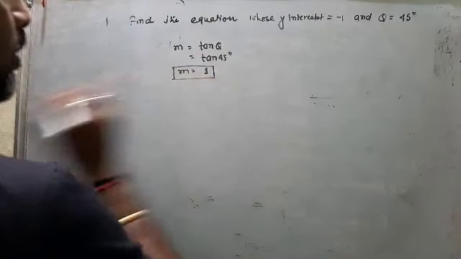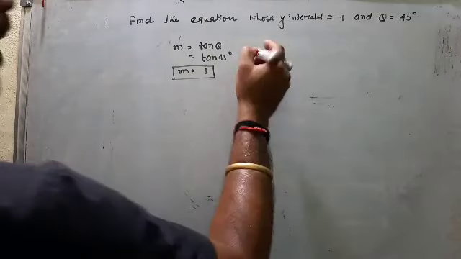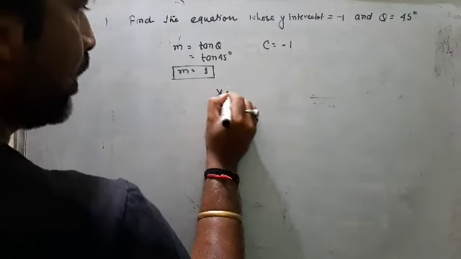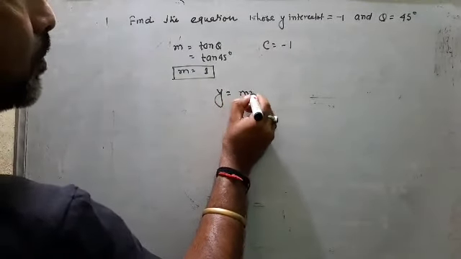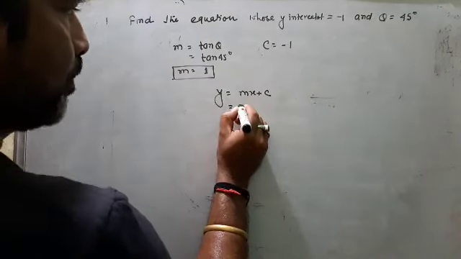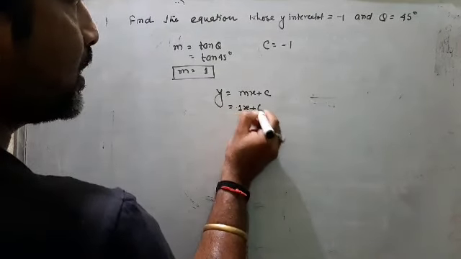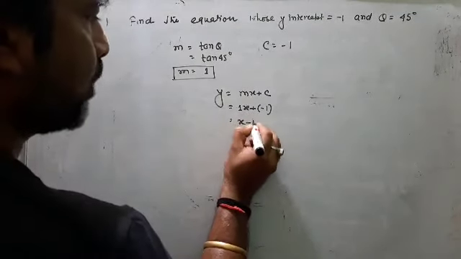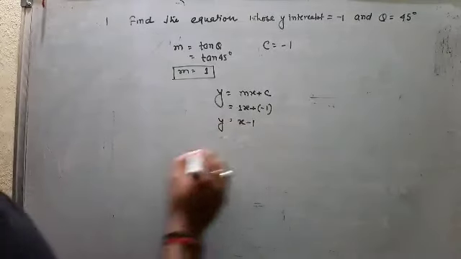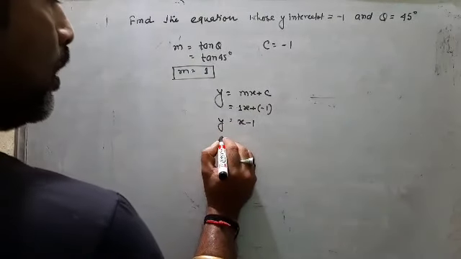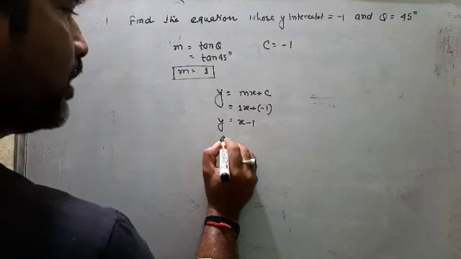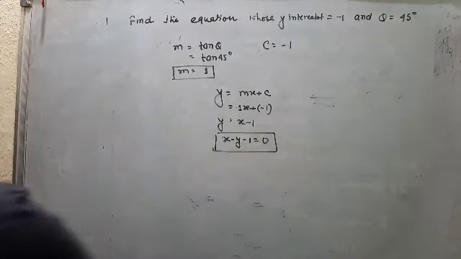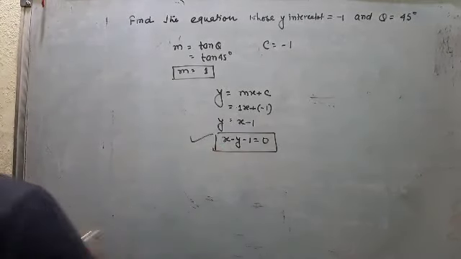First you clear m, and y-intercept means what? c is equal to minus 1. So what is the general form of equation? y is equal to mx plus c. In place of m you put 1 into x plus minus 1, because c value is minus 1. So this is 1x means x plus minus 1. So y is equal to x minus 1, or you can say x minus y minus 1 is equal to 0. This is your required equation. Clear?